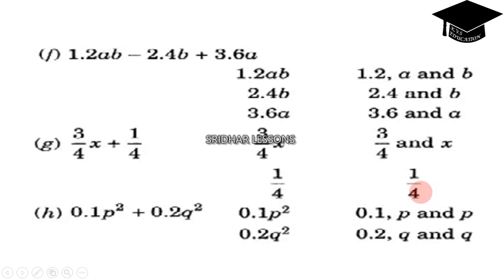Okay. Question number H. 0.1 p square plus 0.2 q square. For this expression, the terms are 0.1 p square and 0.2 q square. And the factors are 0.1, p and p because it is p square. And for this one, the factors are 0.2, q and q. These are the factors.